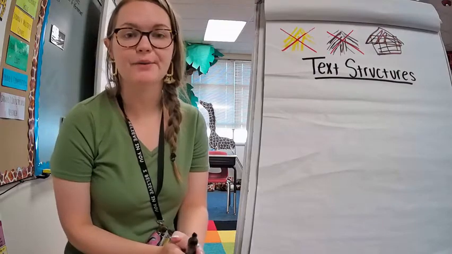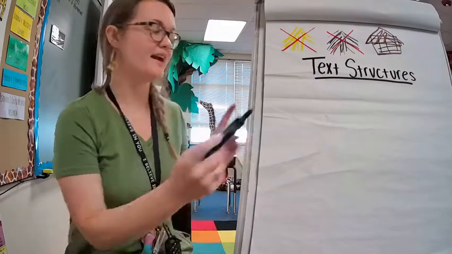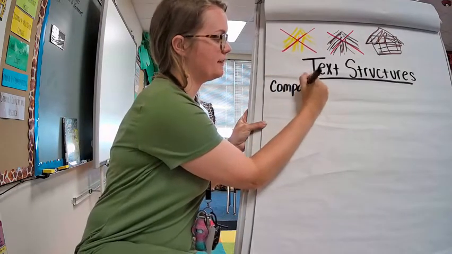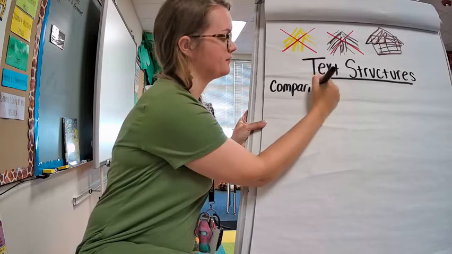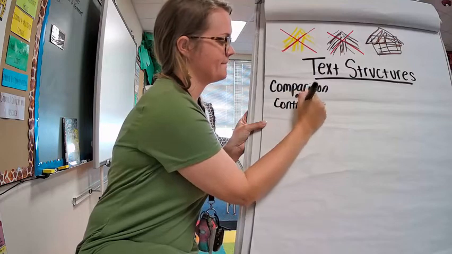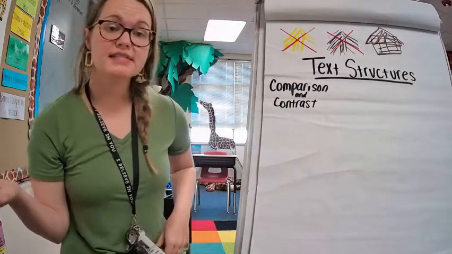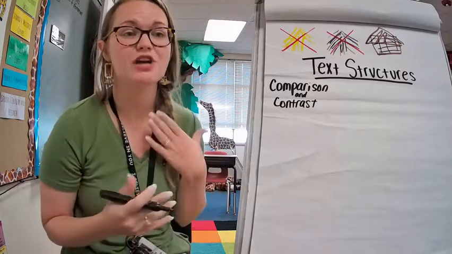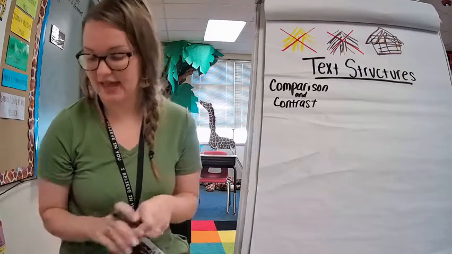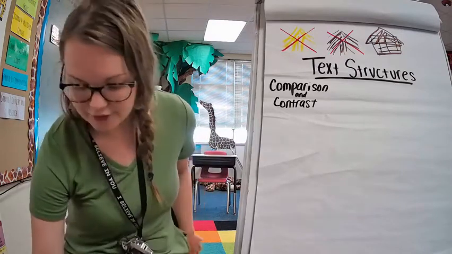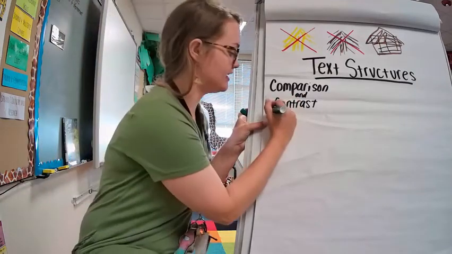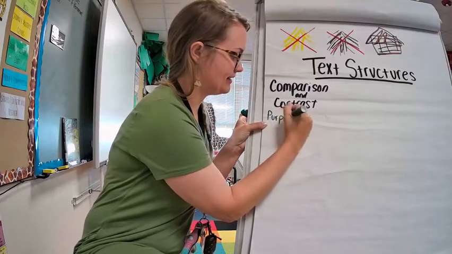So the first main type that we're going to talk about that an author might use is compare and contrast. Okay, so right here I'm going to write down my first text structure. Compare, comparison, and contrast. So this is when the purpose of using compare and contrast is to describe how things are alike and how they are different. Okay, so I'm going to write the purpose there. If an author is trying to describe to me how things are alike and different, they're probably going to set up their text with compare and contrast.